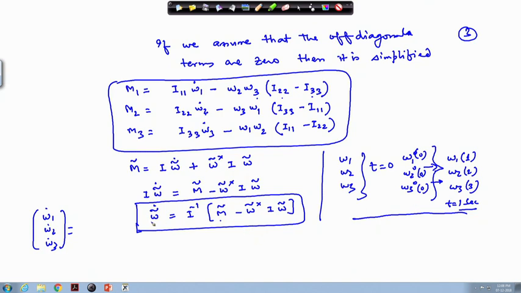how do we start? We start with integrating the equation of motion, which is the Euler's dynamical equation. If we integrate this particular equation, from here we will get the omega 1, omega 2, omega 3 at the next instant. And at the present instant, say at t equal to 0, we have the omega 1, omega 2, omega 3 available. So, this can be used to propagate the kinematics. We will propagate the kinematics to the next instant.